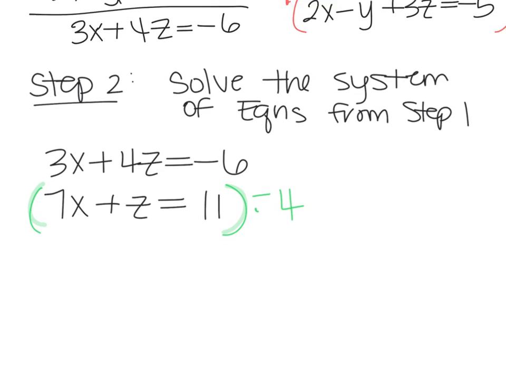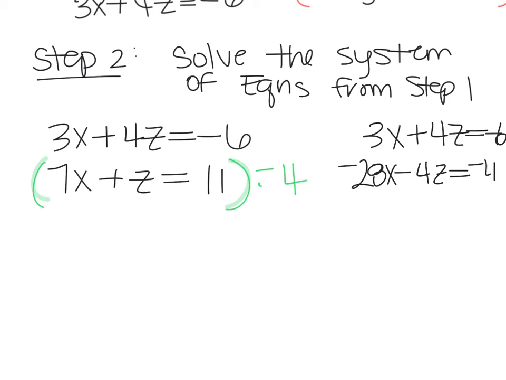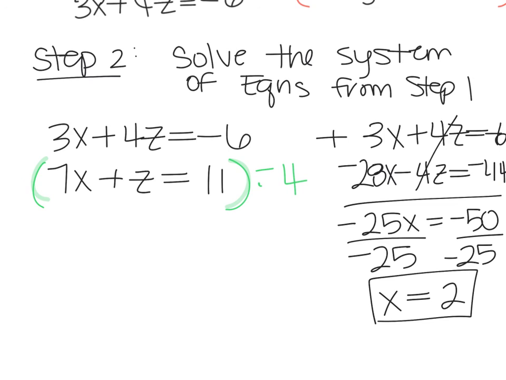So my first equation isn't going to change. It's going to stay 3x plus 4z equals -6. But my second equation, it's become -28x minus 4z equals -44. When we add our 2 equations together, the z's are going to cancel, and we end up with -25x equals -50. Now we're going to divide both sides by -25, and we're going to get x equals 2.